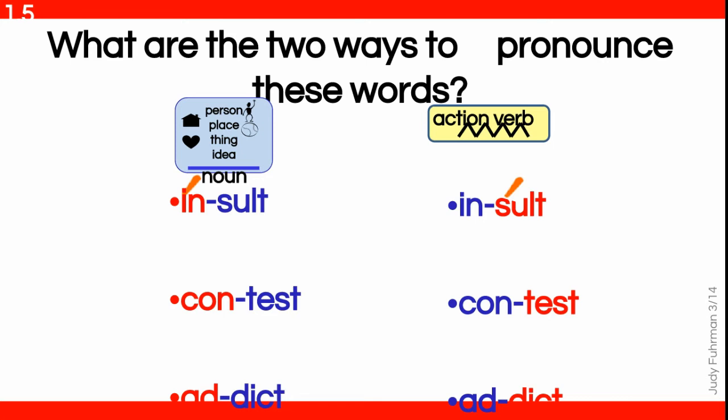So we'll start with the first pronunciation here. If that word is a noun, it would be insult, and if it's the action verb, it would be insult. Now the next one, you see the accent marks here, and then you see a schwa there and an accent mark. The first one would be contest, and the second one, if it's the verb, contest. The next word here, the noun, you see your marks here. It would be addict, and then the next one would be addict.